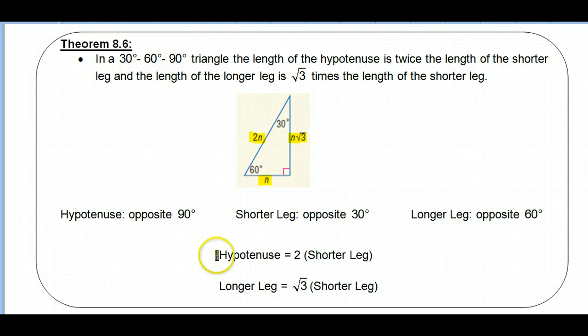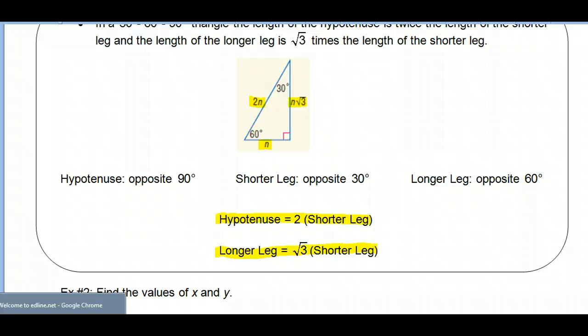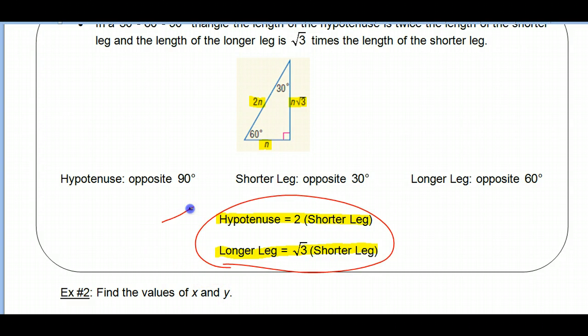So if you can remember these two relationships, the hypotenuse is equal to 2 times the shorter leg, and the longer leg is the square root of 3 times the shorter leg, then you can find any missing measure with the 30-60-90 triangle. So you want to just memorize that. That's a lot of memory.